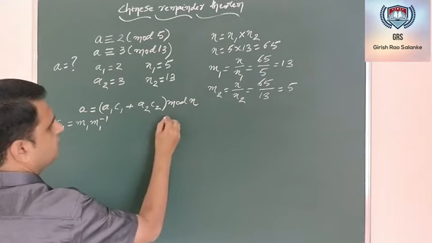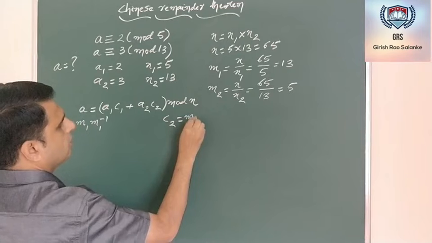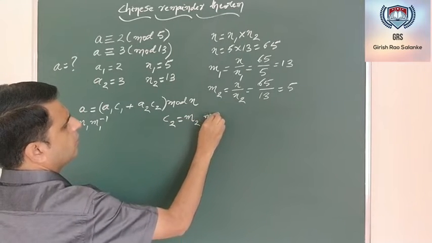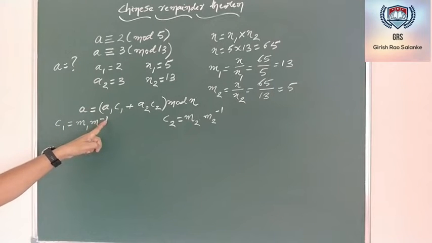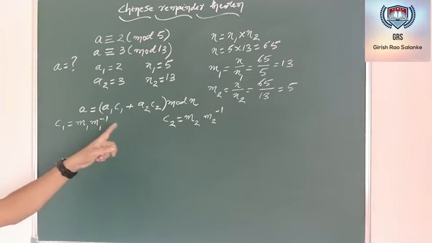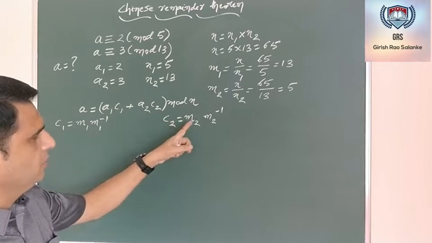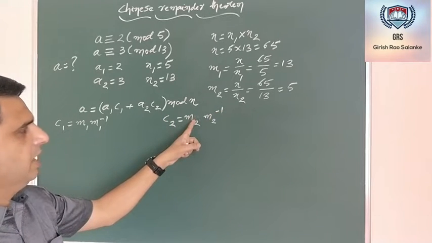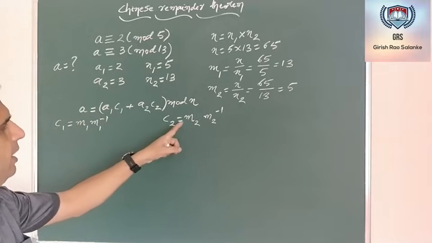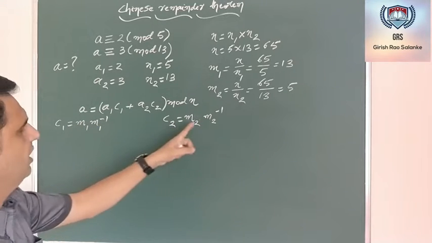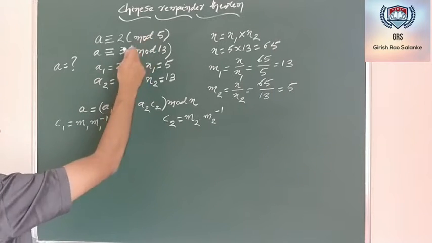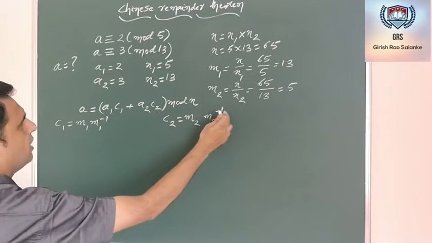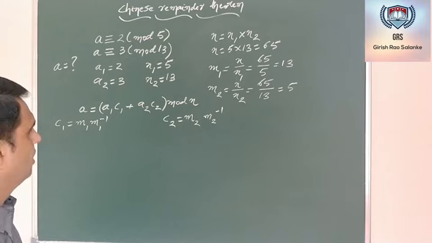Similarly, I can calculate C2 as M2 into M2 inverse. I need to find the C1 value with the help of M1 inverse along with M1, and I can calculate the value of C2 with the help of M2 inverse with M2. I know M1 and M2, but the problem is I don't know M1 inverse and M2 inverse. Now M1 inverse is associated with the first equation and M2 inverse is associated with the second equation.